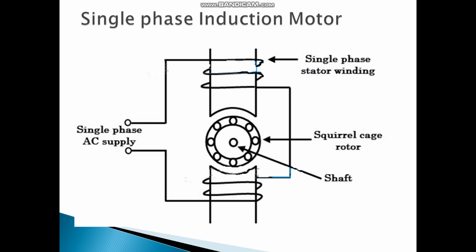The single-phase induction motor mainly consists of two parts, that is a stator and a rotor. The stator is the stationary part of the machine and the rotor is the rotating part of the machine. The rotor consists of copper or aluminum material. At the center we show the rotor, and in the middle there is a shaft, and on that shaft the rotor is present.